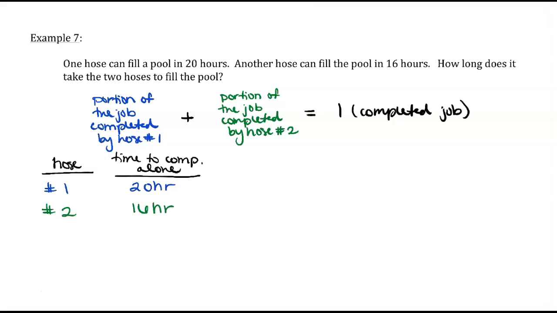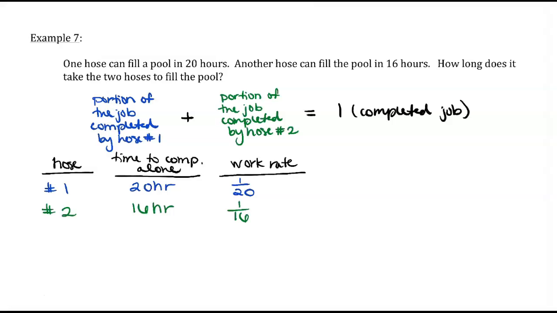This gives us the following work rates. If hose number 1 can do the entire job in 20 hours, then it can do 1/20th of the job in 1 hour. That's its portion of the job per hour that it can complete. If hose number 2 can complete the job in 16 hours, then it can get done 1/16th of the job in 1 hour. That's the portion of the job that that hose can complete per hour.